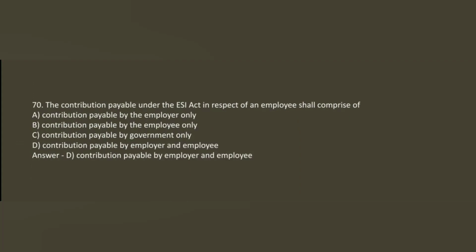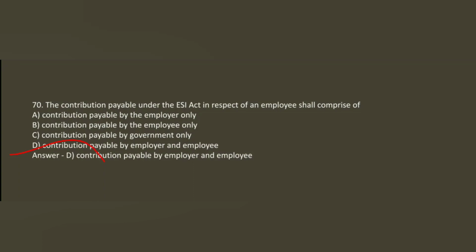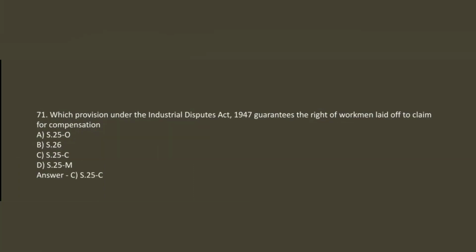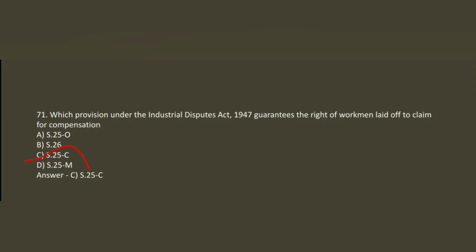Question number 70. The contribution payable under the ESI Act in respect of an employee shall comprise of? Correct answer option D, contribution payable by employer and employee. Question number 71. Which provision under the Industrial Disputes Act 1947 guarantees the right of a workman laid off to claim compensation? Correct answer option C, section 25C.